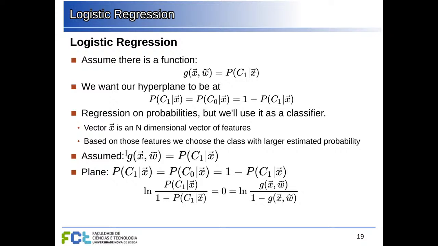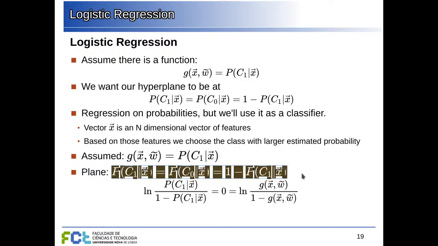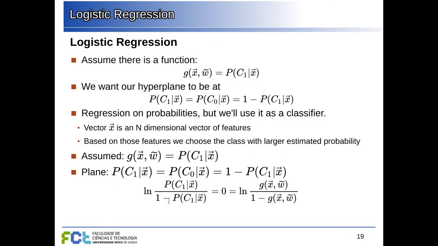Okay, so we assume this function that gives us the probabilities. We have the plane here. Since these are probabilities, we can also rearrange this so that at the place where the plane crosses, where the probabilities are equal, the probability of belonging to class 1 divided by 1 minus the probability of belonging to class 1 will be 1, so the logarithm of this will be 0.